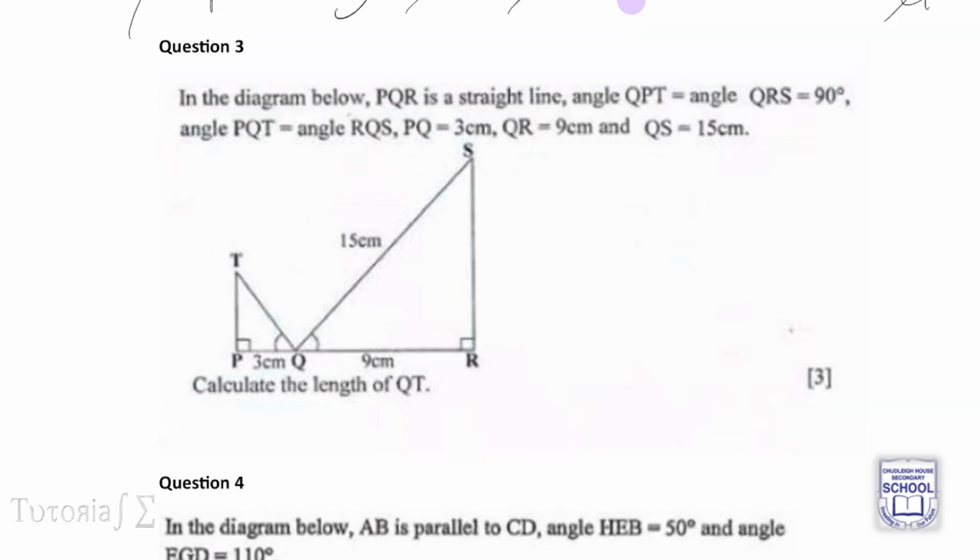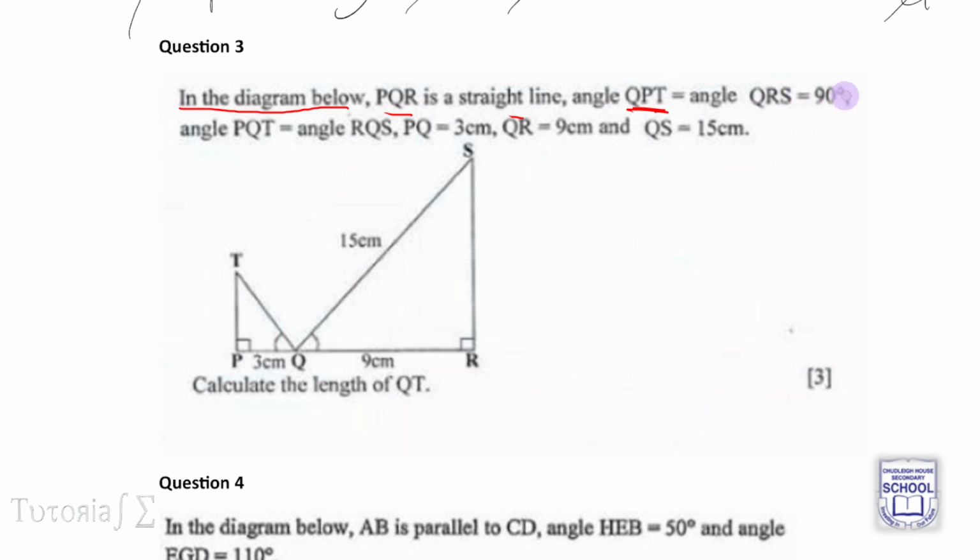So question 3 is a question that looks at similarity and congruence. The question reads, in the diagram below, PQR is a straight line. So this is a straight line. Angle QPT equals angle QRS, which is equal to 90 degrees. So this angle here is equal to angle QRS, so they are both 90 degrees, as noted here.